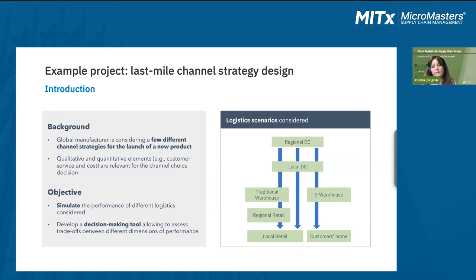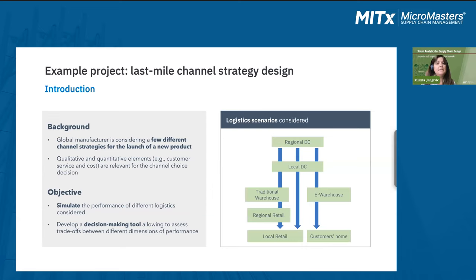And so what turned out is that in their decision to design their channel strategies, there were a number of elements that were important. Some of those elements were quantitative, such as costs and inventory, and those are the things that we can typically model and simulate through our different tools. But then there were additional elements, for example customer service level and customer satisfaction, that were more of a qualitative nature.